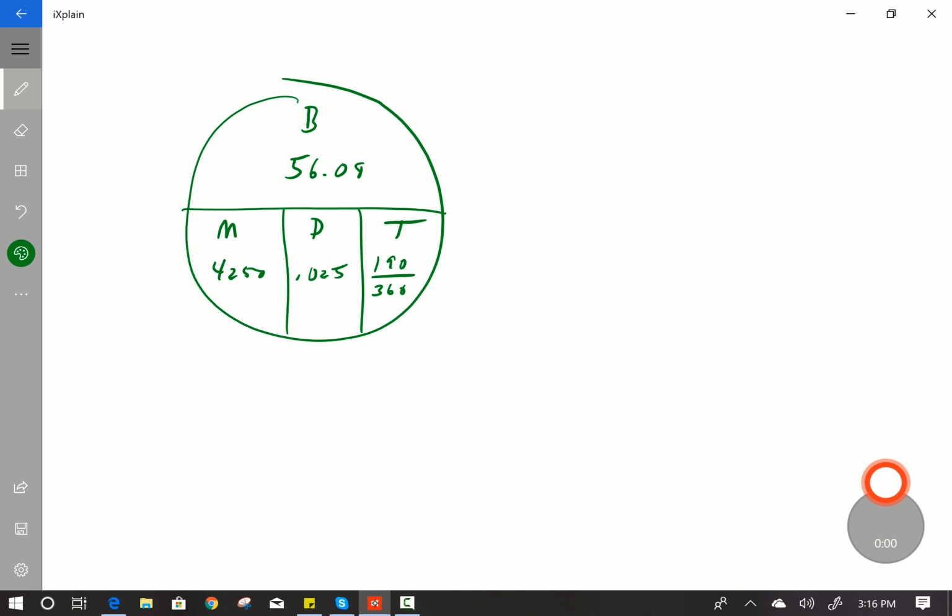So for this particular problem, to get the proceeds, we are going to subtract the bank amount of $56.08 from the maturity value, and so the proceeds will actually equal $4,193.92. Okay, let's go ahead and look at the next one.